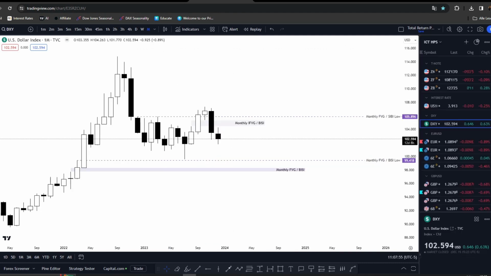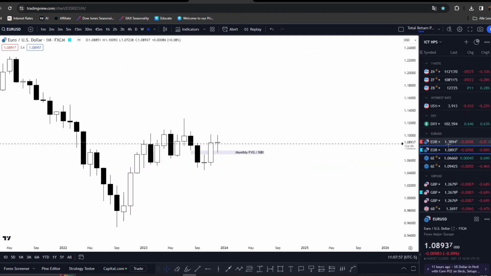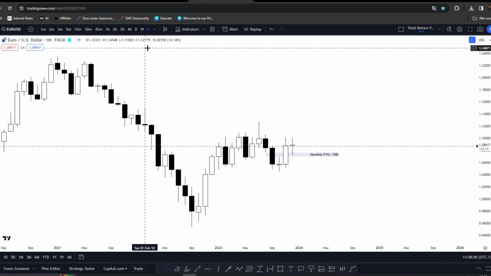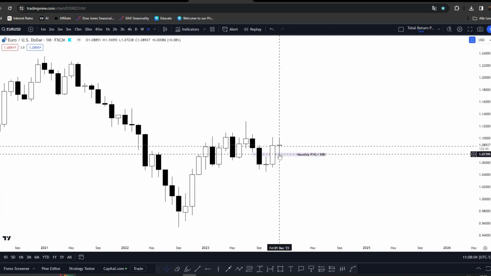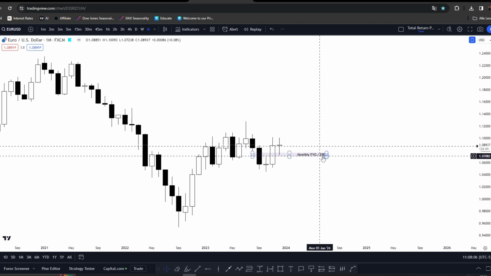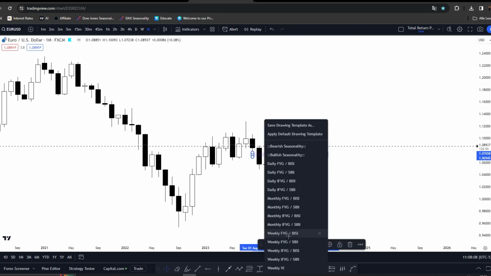So let's get moving into Euro US dollar. As you can see, this is what I mentioned. We are delivering from the monthly fair value gap. Should say inversion fair value gap.